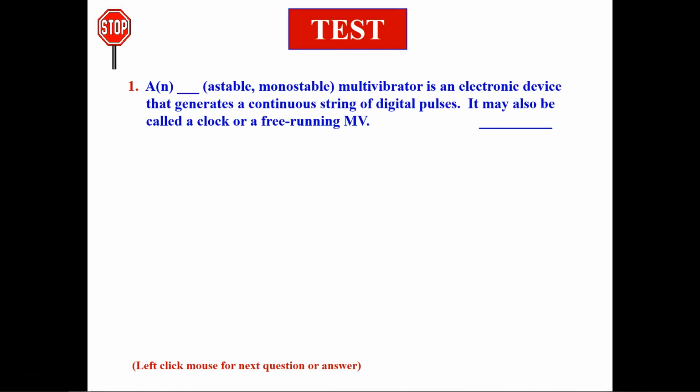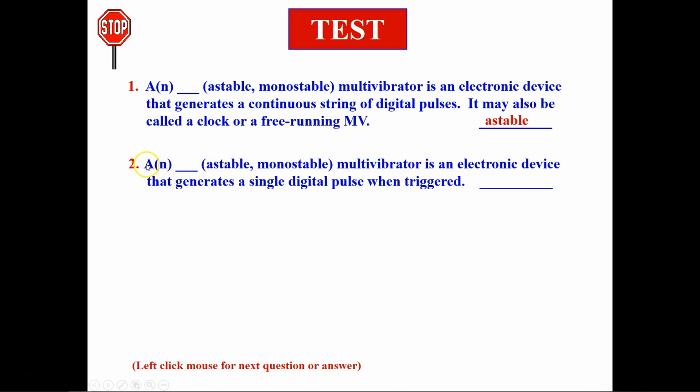Question 1 says dash, it could be astable or monostable. Multivibrator is an electronic device that generates a continuous string of digital pulses. It may also be called a clock or a free running multivibrator. So what would that be, astable or monostable? Monostable is a one shot, so definitely this is not going to be a monostable. So the answer is astable.